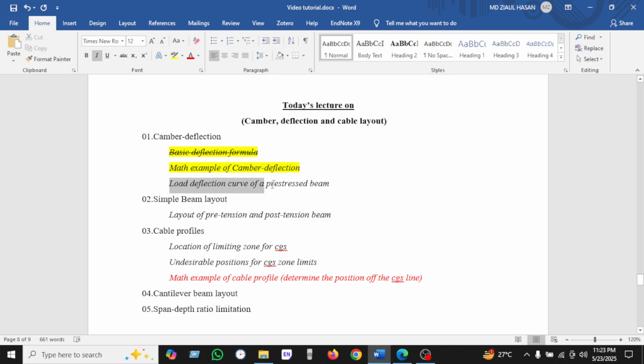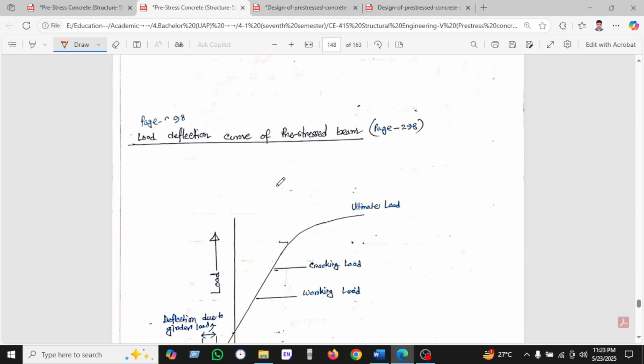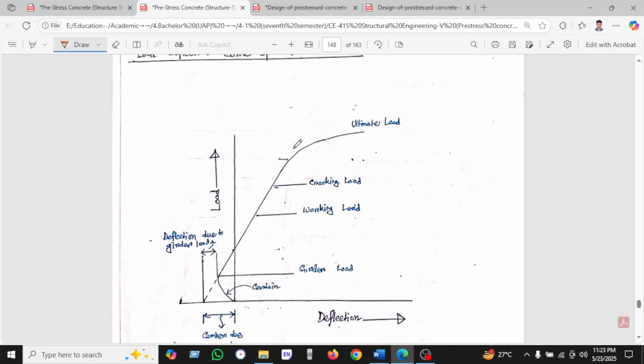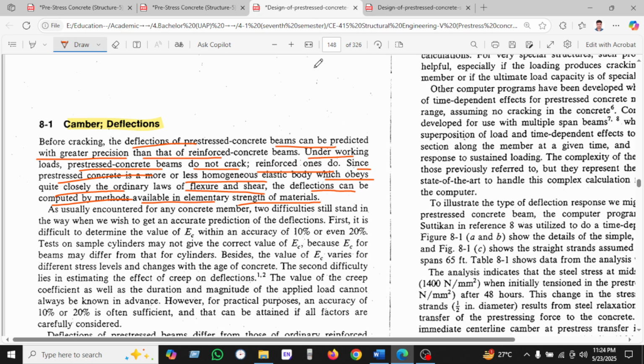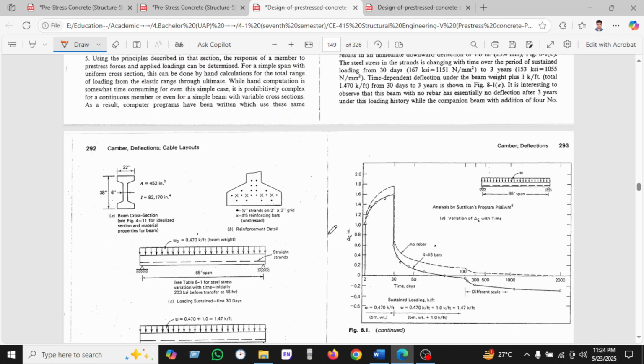Now we can see the load deflection curve of the pre-stress beam. On the x-axis is deflection, on the y-axis is load, and this distance we can compare to the pre-stress, and this distance is the deflection due to girder load, and this is the camber, and this is the girder load we have seen. Linearly it will be in the case of working load and cracking load, and this is the ultimate load. If we go to this book, we can see clearly.